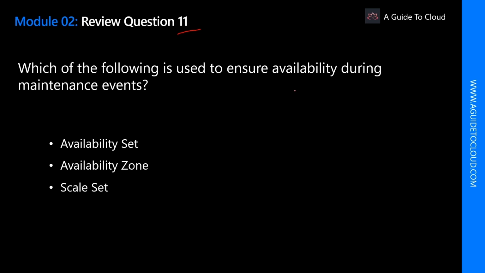Which of the following is used to ensure availability during maintenance events? Is it scale set? No, scale set is used to scale up and scale down the number of instances of virtual machines. Is it availability zone? No, because availability zone will give you high availability during a failure in terms of a data center. So the correct answer is availability set, because availability set provides VM redundancy and availability. This configuration within a data center ensures that during either a planned or unplanned maintenance event, at least one virtual machine is available and meets the 99.95 Azure SLA.